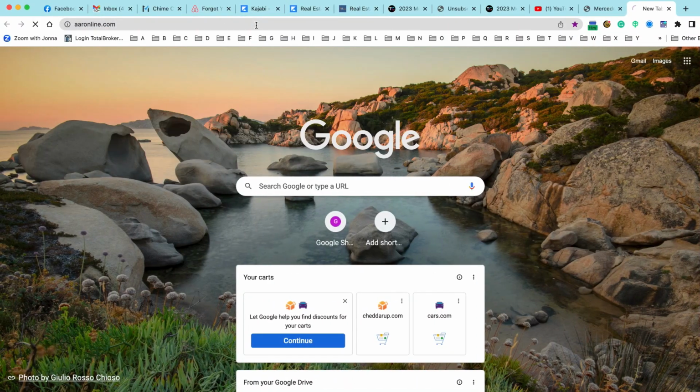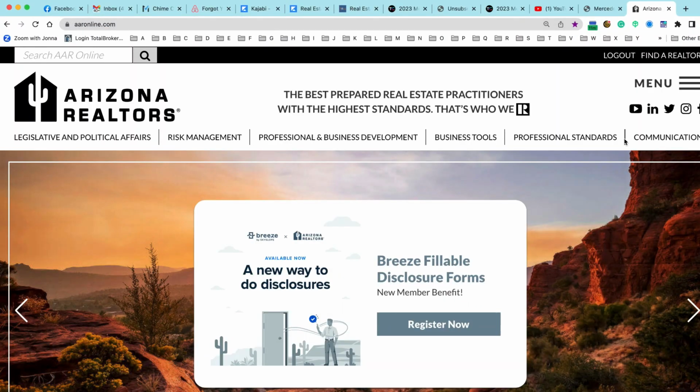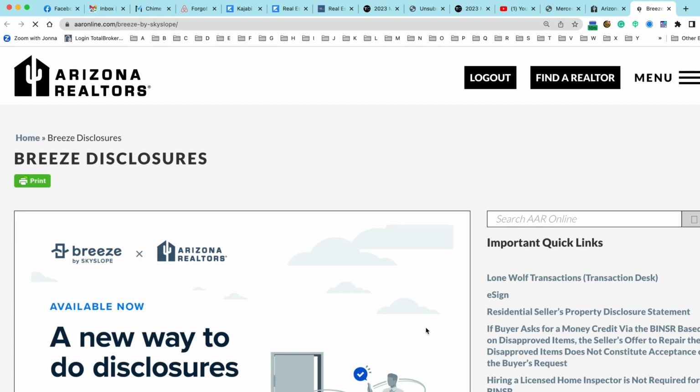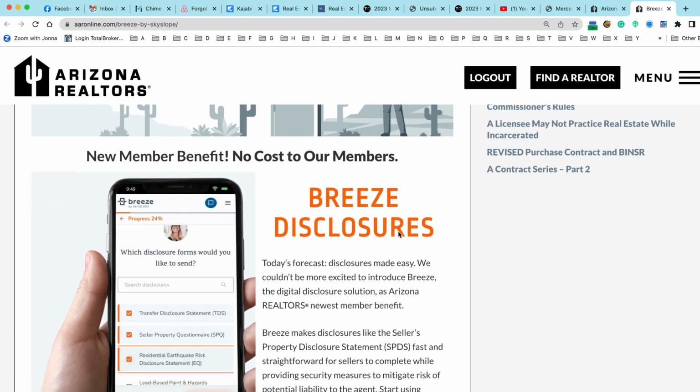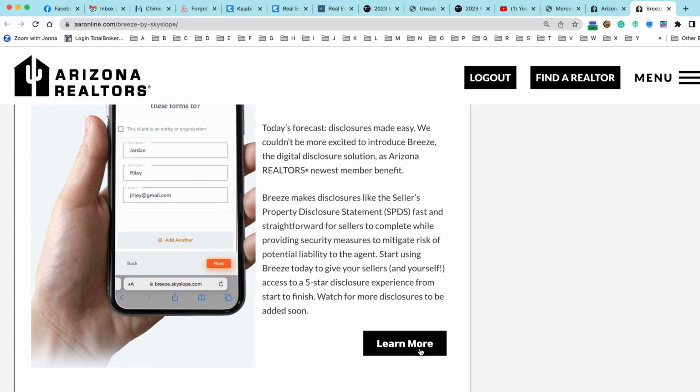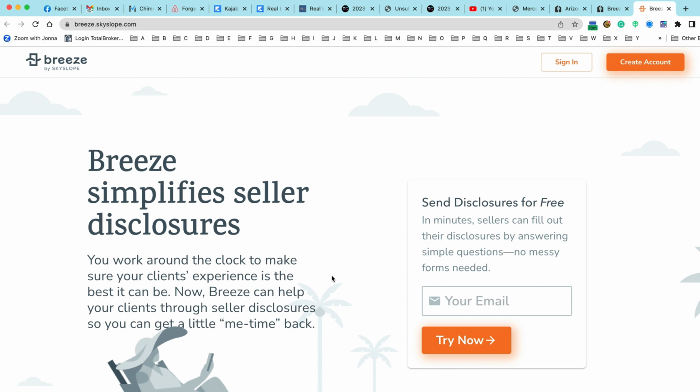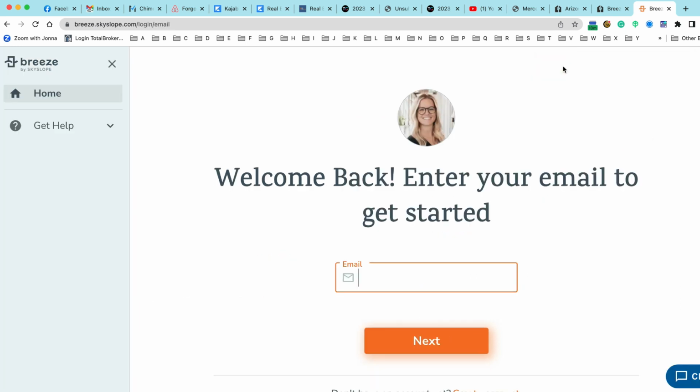Go to AAR online and you're going to log in. So you can see it shows here Breeze fillable disclosure forms. Register now. I've already registered, so I don't know what it's going to show me, so I guess we'll see here. A new way to disclose. So you can do it actually from your phone, but let's see if we can get in here. Actually, it might let me sign in. Let's see, because I was here today. I'm just going to use my Team Shelton email.